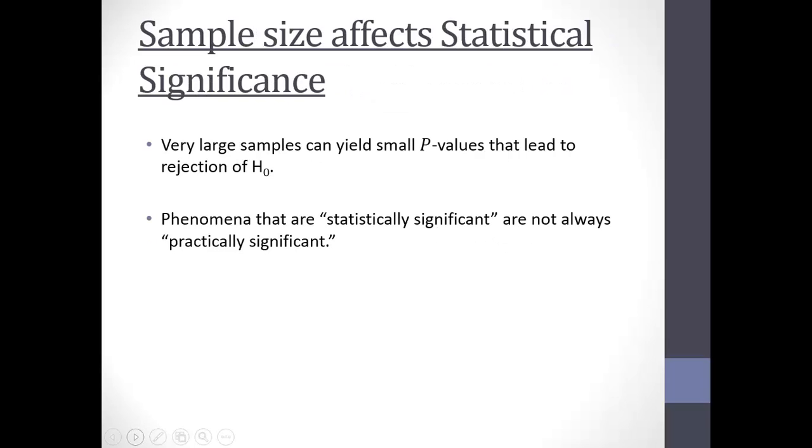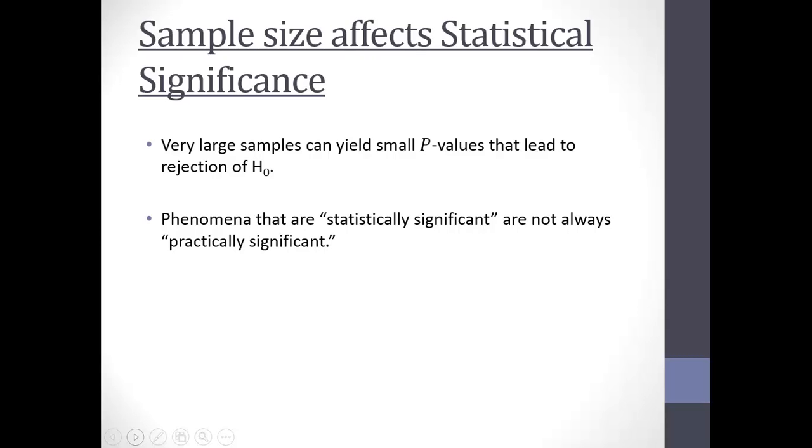Another caution about hypothesis tests is that if our sample size is really big, then you can get really small p-values, regardless of what the actual difference is. So something that's statistically significant, meaning rejecting the null hypothesis, is not always going to be practically significant. What's practically meaningful there?